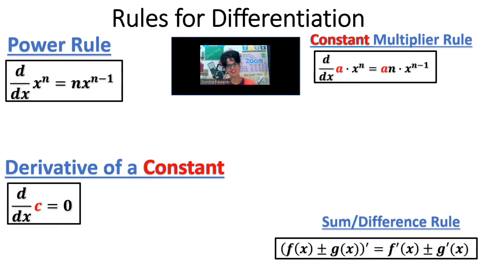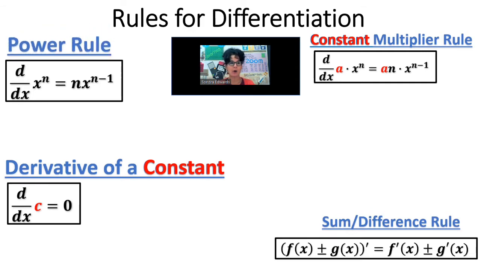Hello, I'm Mrs. Edwards, and today we're going to go over one more rule for differentiation, and that's going to be the product rule. But before we get to the product rule, I just want to quickly go over the rules that we have learned so far. Quick review here. Let's start with the power rule.